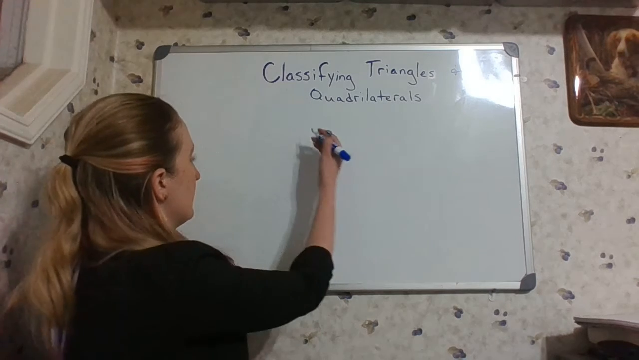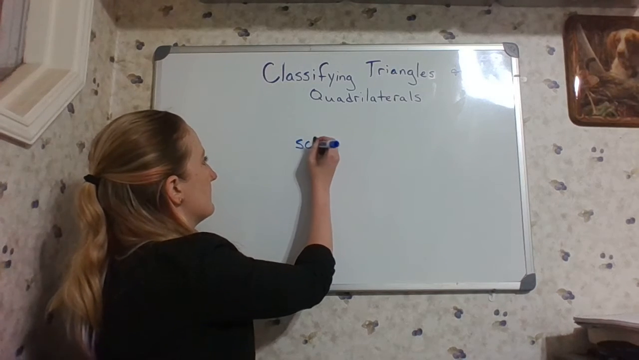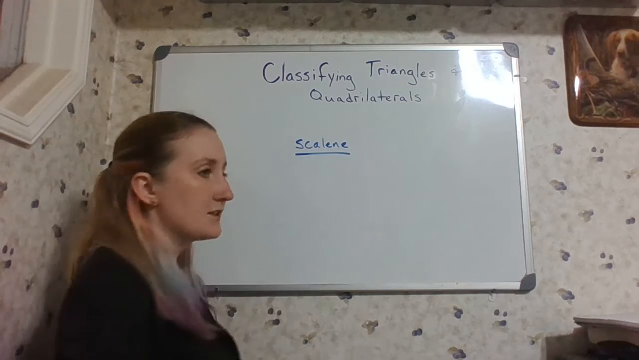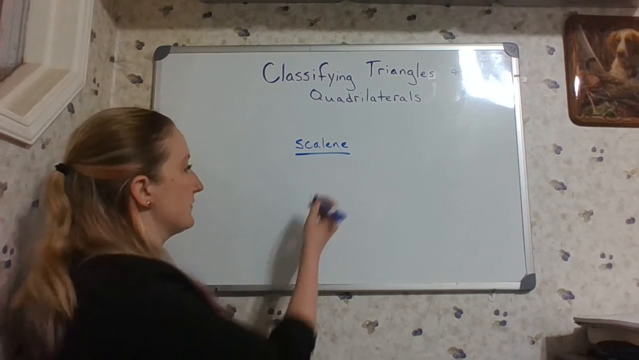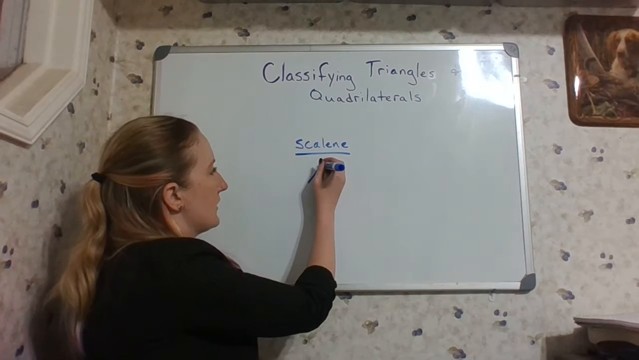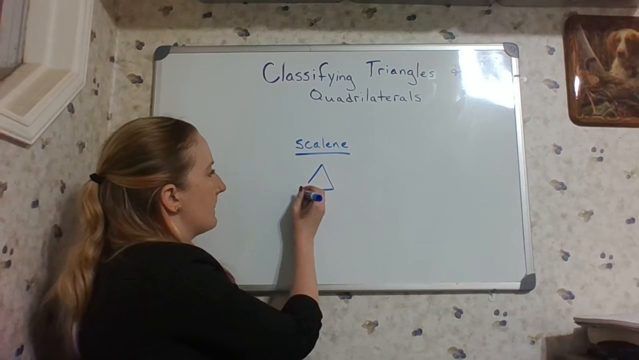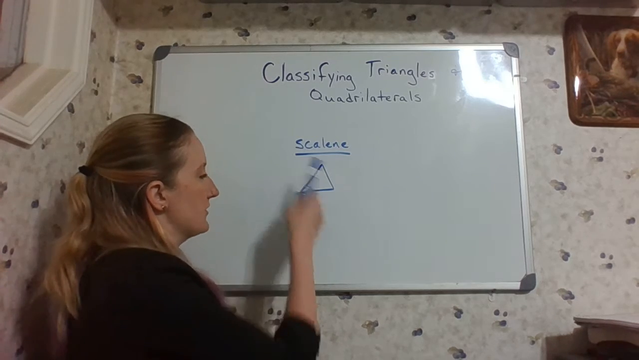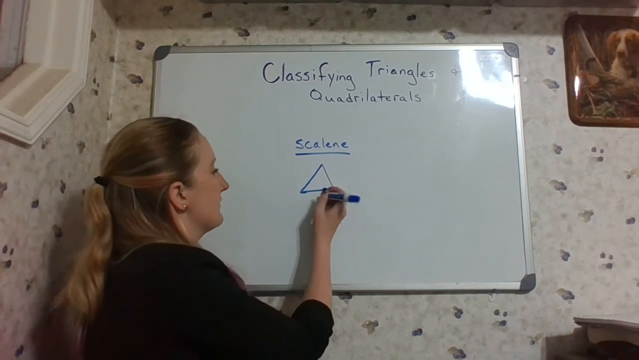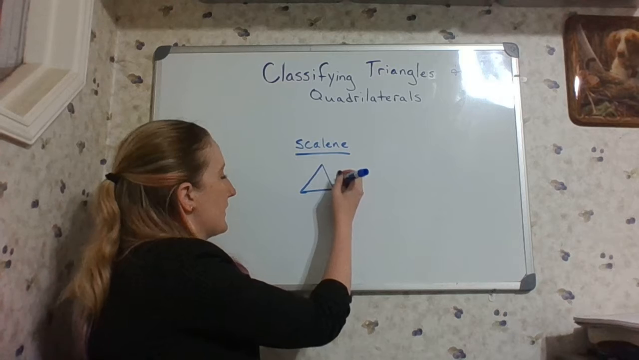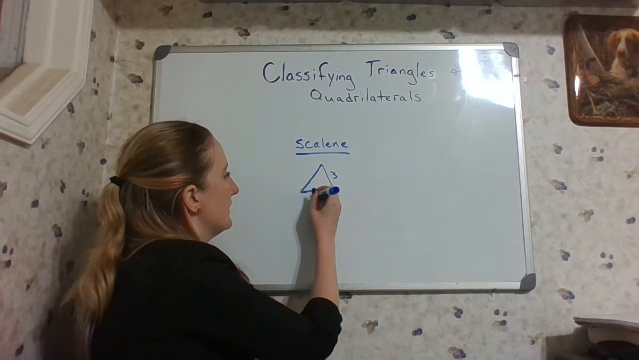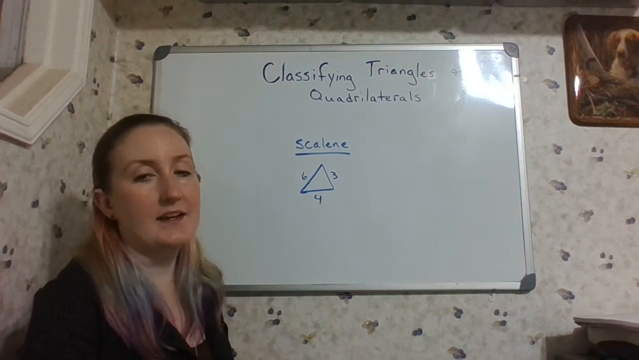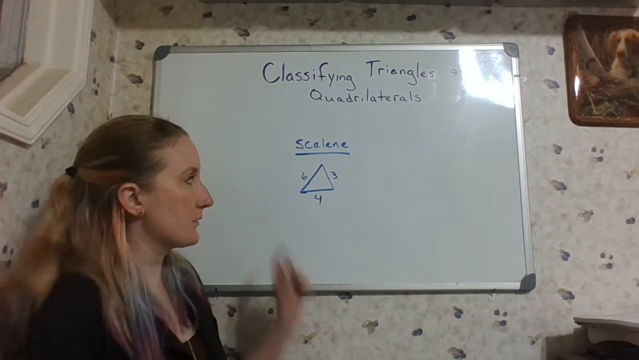So first is a scalene triangle. A scalene triangle has three sides that are all different lengths. So that could look something like this. So you see how the sides are not all the same length, and you can even specify and say that they were like 3 and 4 and 6. And so that's how you know it's a scalene triangle, 3 different sides.